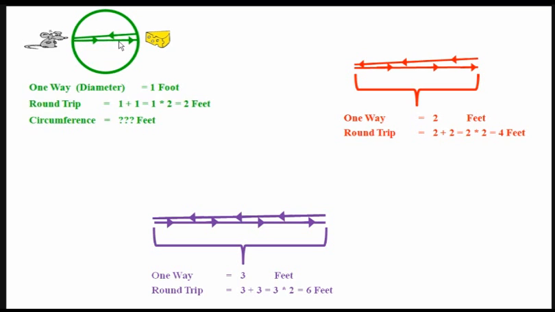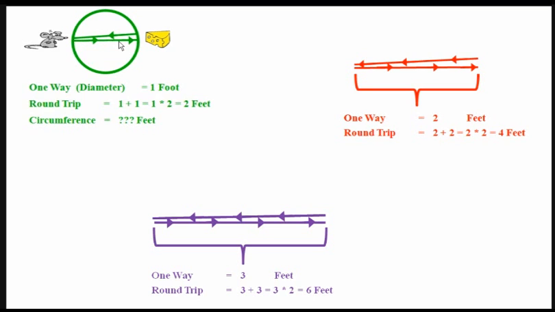Now Mac, he would just die to run straight across the circle. He would die to run across the diameter of the circle and just get that cheese and get back really quickly. But he can't. This is something in math that we call a constraint. Mac is constrained. He is unable to run straight across that circle and get the cheese.